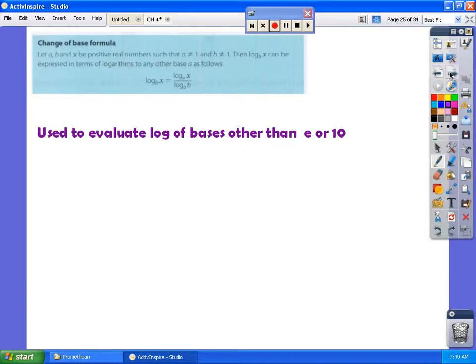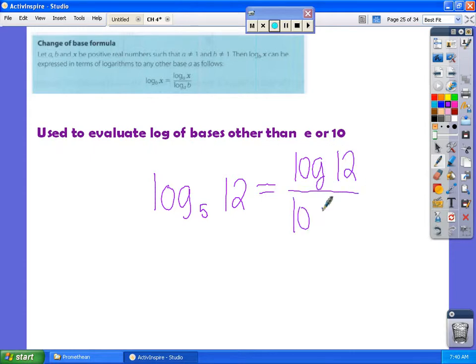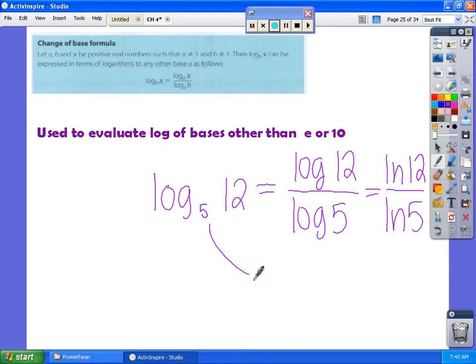All right, moving on. The change of base formula is used to evaluate logs of bases other than e or 10. Your calculator can't do this. So to change the base, you take the argument and put it on top, and take the base and put it on the bottom. You can use log, or, which I actually use more often, the ln instead. So the base is at the base. That's how I remember which order it goes in.